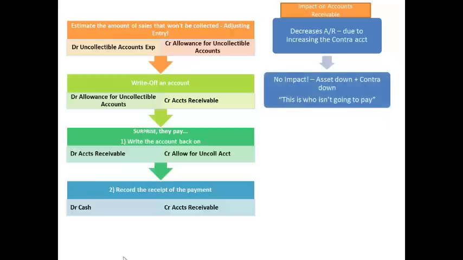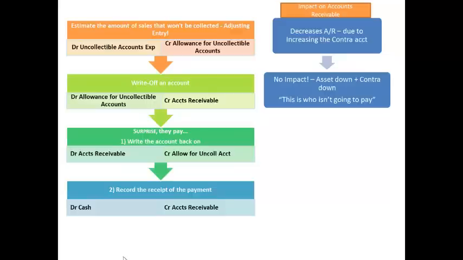In the second entry, when we simply write off an account, we actually have no impact on our assets. The asset is going down, it's being credited, and the contra is going down because the contra asset is being debited. We're just figuring out this is who isn't going to pay. We estimated that a whole bunch of people wouldn't pay us, and now this is one of those people.